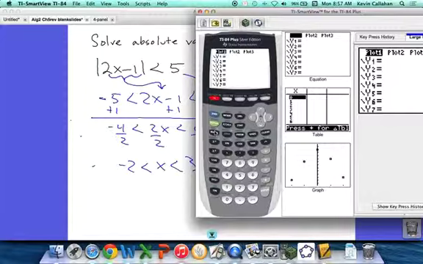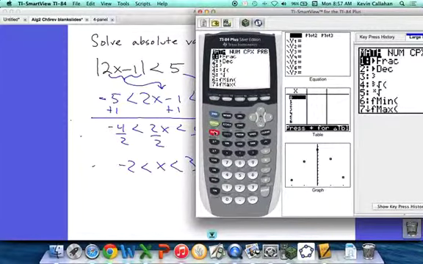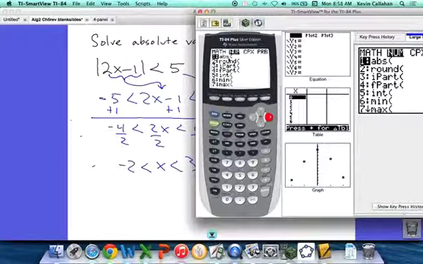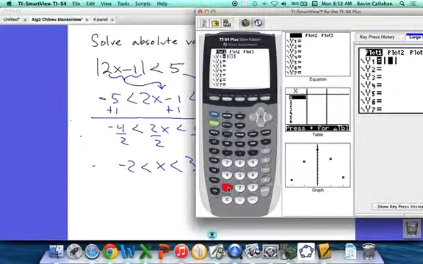Remember, for absolute value symbols, where do you find them? It's in the catalog. I usually hit math, then arrow over to num, and it's number 1. There are several ways to get there, but you should know how to find absolute value in the calculator. So you get it in there, and we want 2x minus 1 inside, so you do 2x minus 1. And then how do you get out of the absolute value symbols? Right arrow to get out.